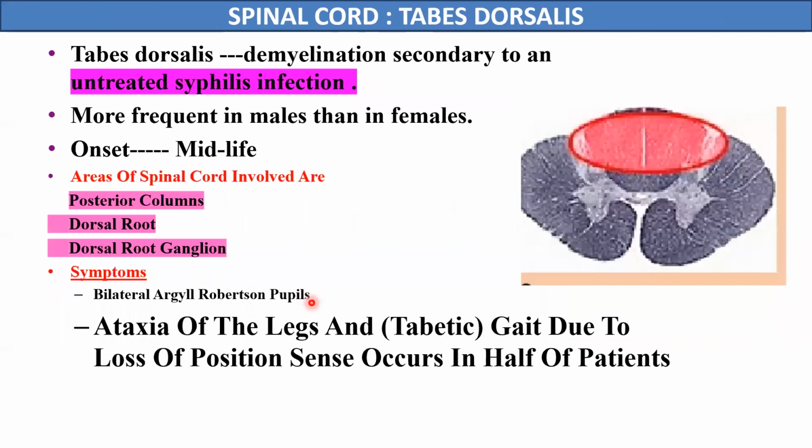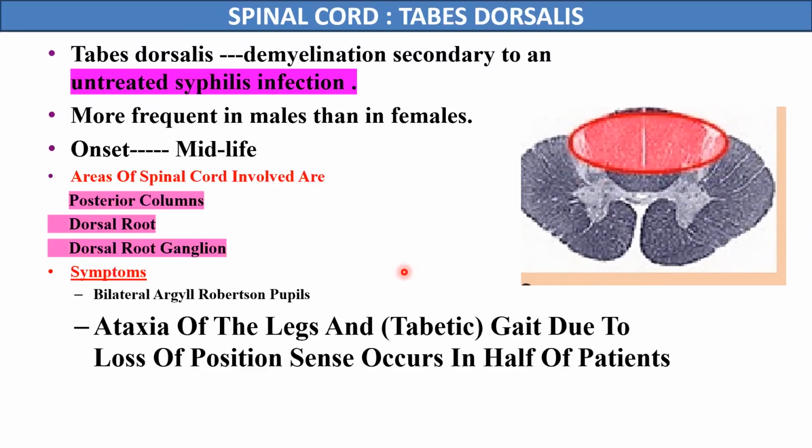Now, the second infection which may affect the spinal cord is tabes dorsalis, which is the third stage of syphilis infection. And in tabes dorsalis, the tracts which are involved are the posterior column tracts, but there may also be involvement of the dorsal root or the dorsal root ganglia. And the patient will have ataxia of the legs due to the loss of proprioceptive sensations.